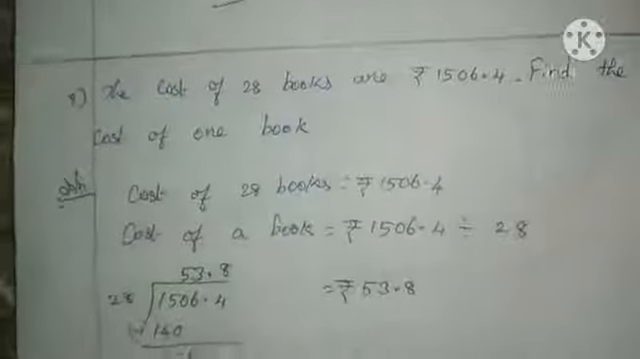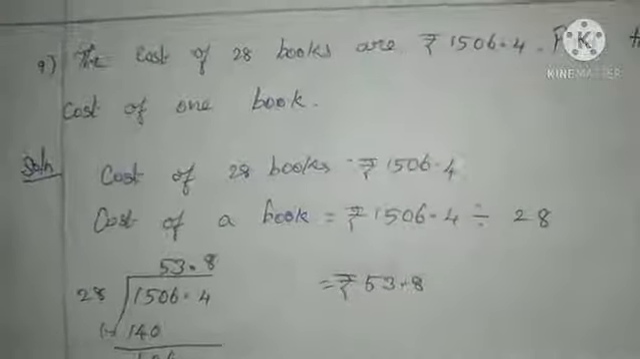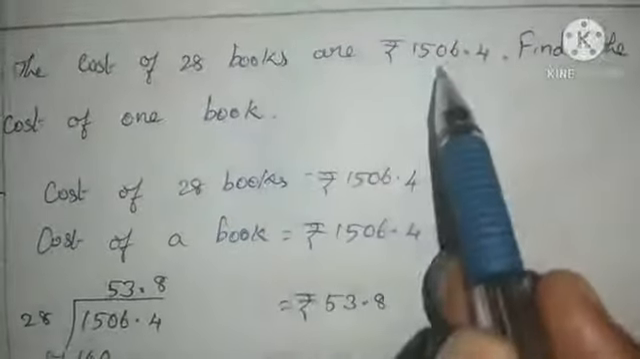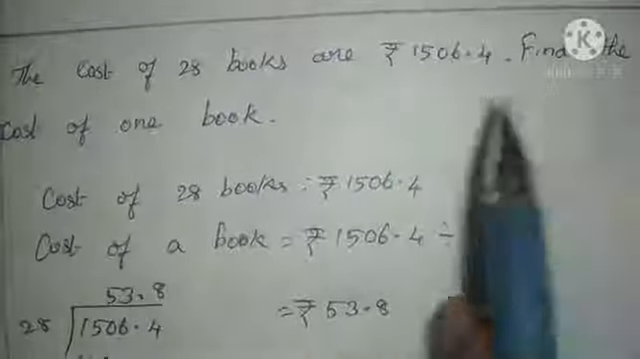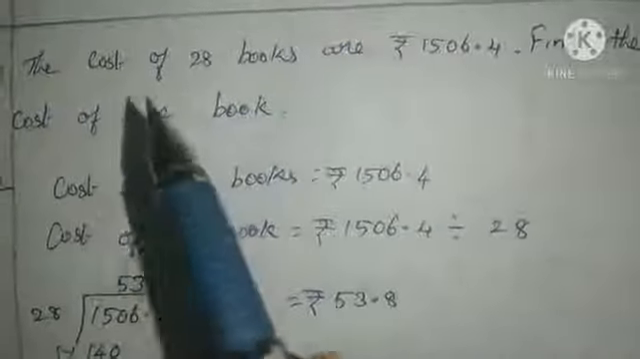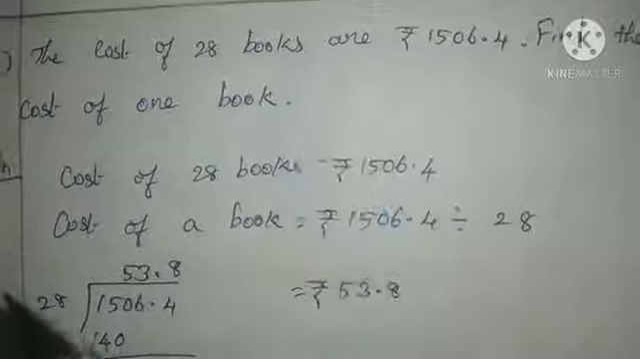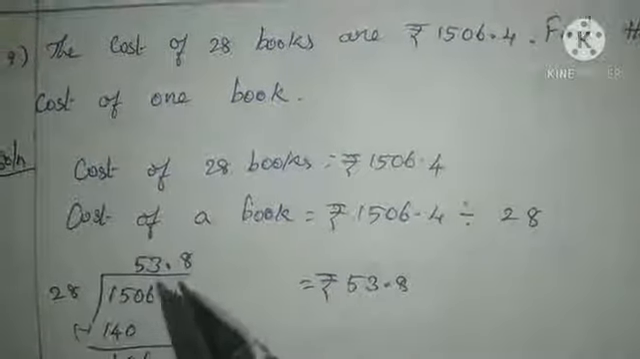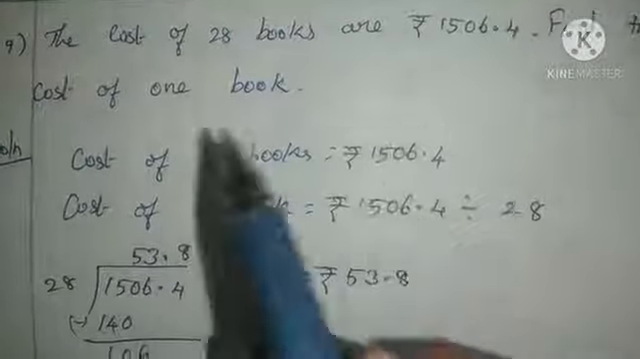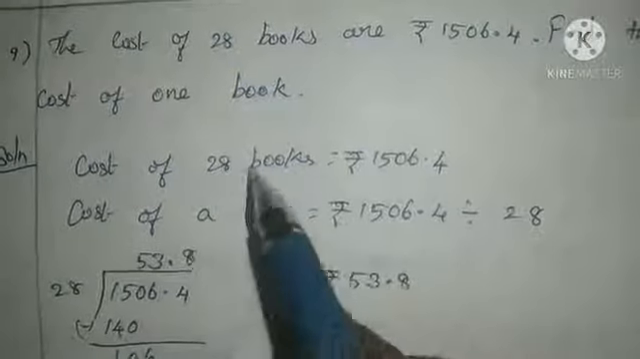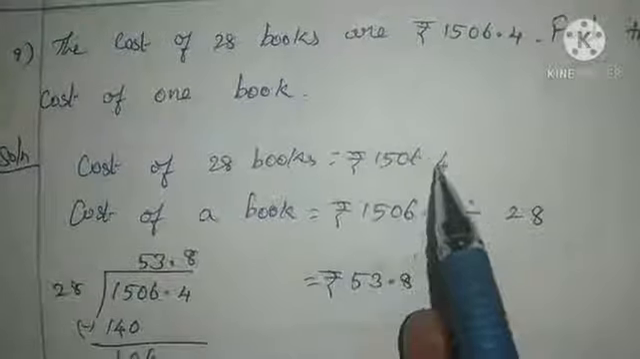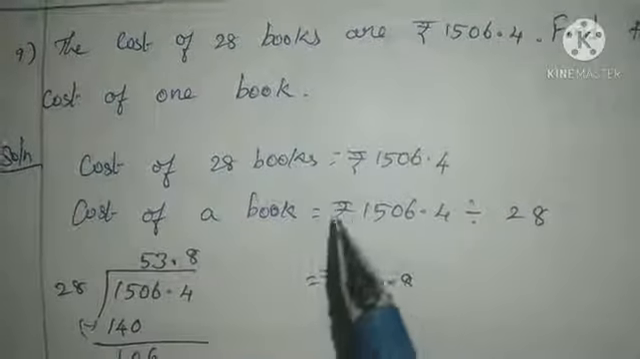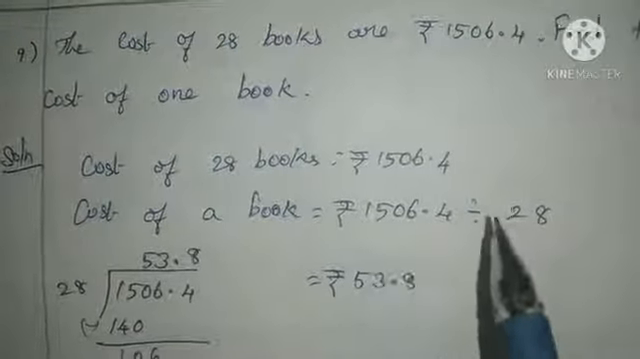Ninth sum, the cost of 28 books is rupees 1506.4. Find the cost of 1 book. Here also the cost of 28 books is given. You have to find out the cost of 1 book. To find the cost of 1 book, you have to divide the amount by 28. That is, the cost of 28 books is 1506.4. The cost of 1 book is 1506.4 divided by 28.